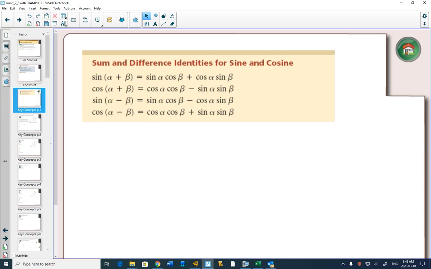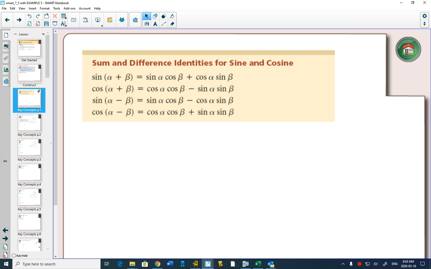But 75 degrees is the same as 30 degrees plus 45 degrees. So if you wanted to find 75 degrees here, you could put 30 and 45, 30 and 45. And on the right-hand side, those are all on your unit circle, and you could figure them out.